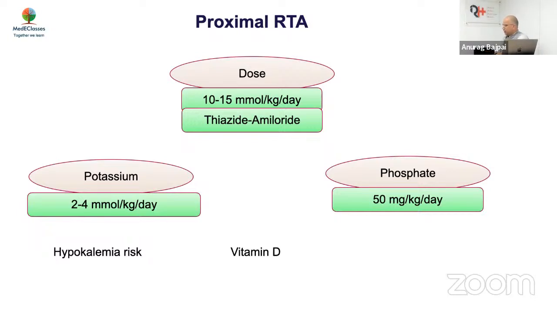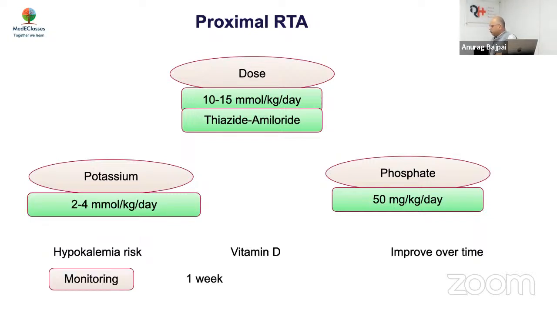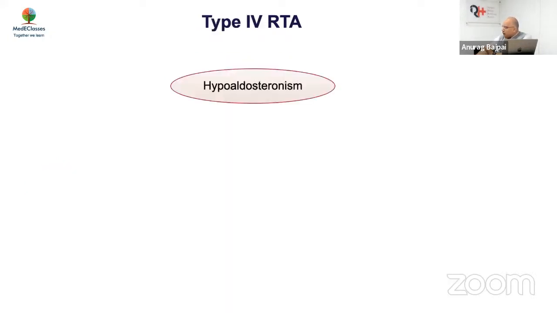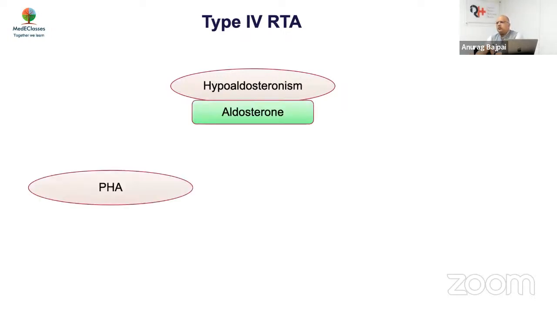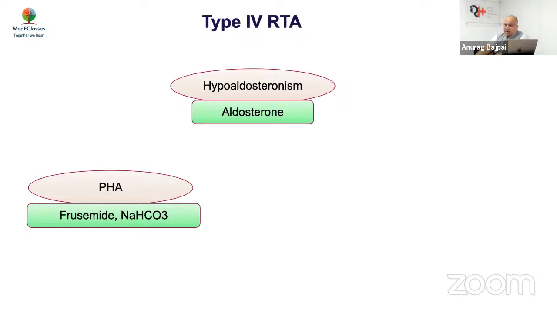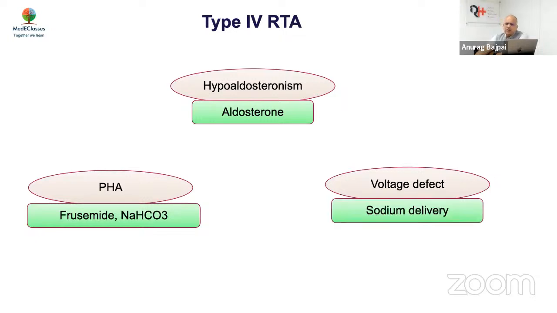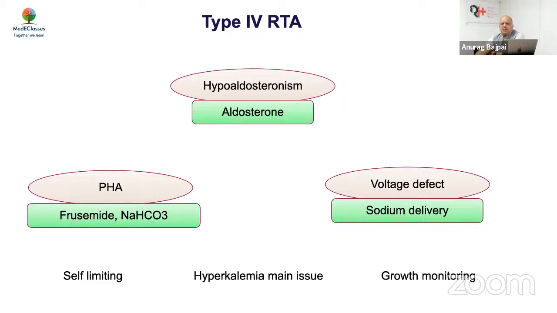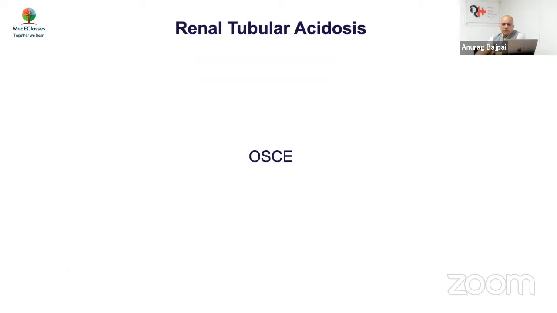There is a risk of hypokalemia, and you may need to give vitamin D, and the condition improves over time. You have to monitor after a week, maintain bicarbonate level more than 22, and then monitor 3 monthly. Type 4 RTA, the cause has to be treated. So if you have hypoaldosteronism, give them aldosterone. If it's pseudohypoaldosteronism, you give them soda bicarbonate, fludrocortisone, more sodium; and then for a voltage defect, you have to give more sodium. Often it may be a self-limiting acidosis. Hyperkalemia is a major issue, and you have to monitor for growth.